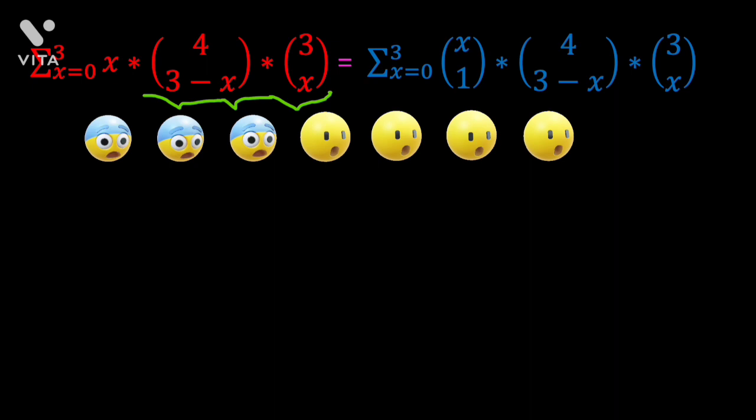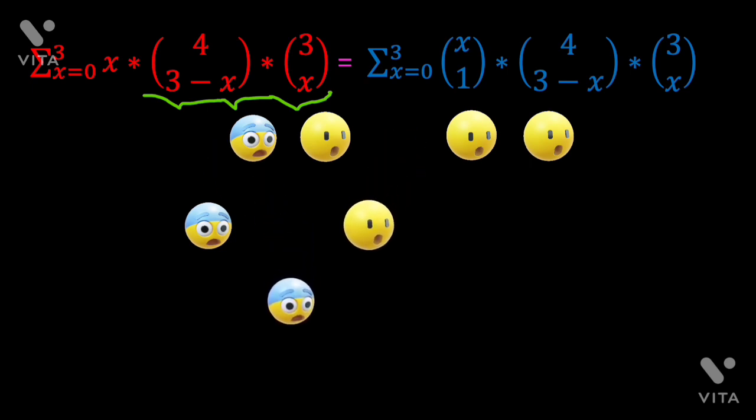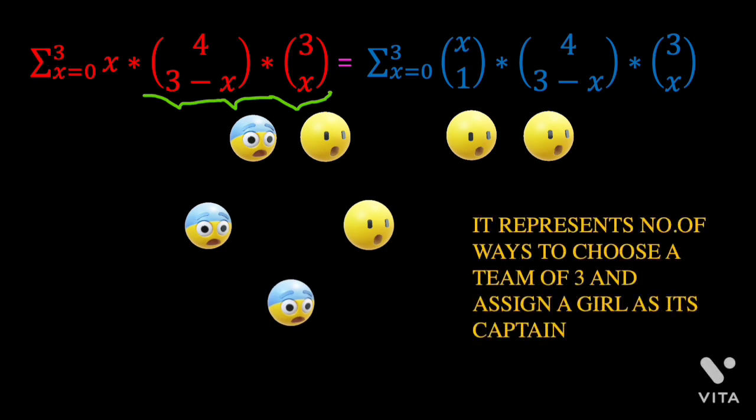x is the number of girls chosen. So if we rewrite x as x choose 1, it represents the ways to choose a girl from the team, let's say to make her the captain of the team. So basically we are choosing a team of 3 and assigning one of its girls as the captain of the team. So this expression represents the number of ways to choose a team of 3 and assign a girl as its captain. Think of a situation where you have been assigned the task of choosing a team and a girl as its captain.